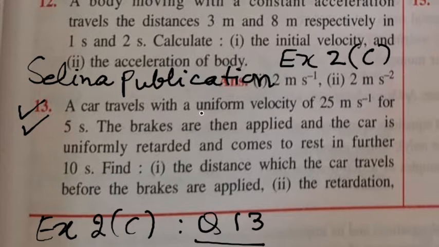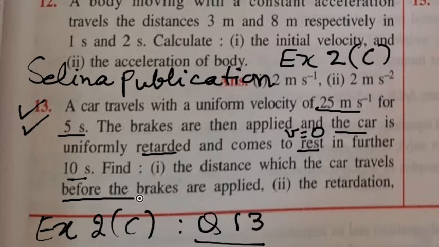A car travels with a uniform velocity of 25 meters per second for 5 seconds. Then the brakes are applied and the car is uniformly retarded and it comes to rest, which means its velocity then becomes 0 meter per second in further 10 seconds. Find the distance which the car travels before the brakes are applied.